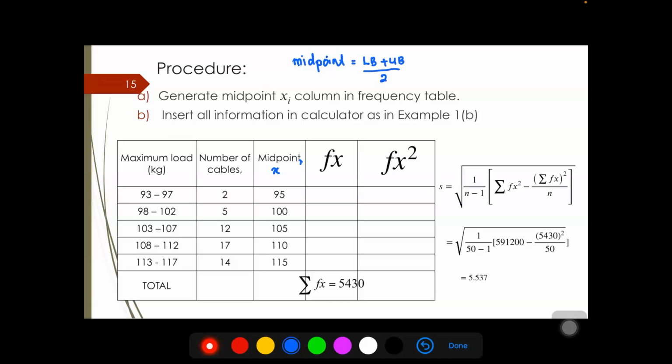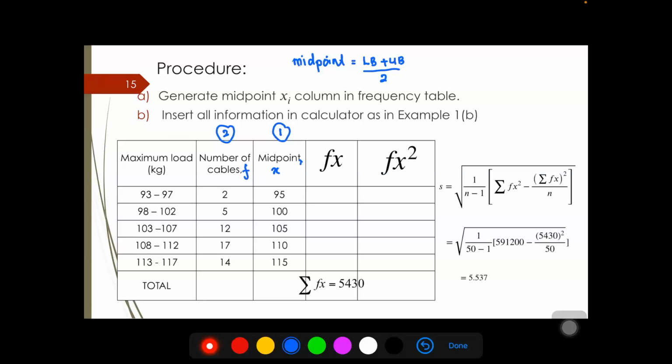Once you have found all the midpoints for each class, the next part is to find the frequency times its midpoint. Everything you have to do here, you must use a scientific calculator. I want to recall what we learned in the previous class and previous slide. To find frequency times midpoint, the first value you need to enter in your calculator is the value of the midpoint, followed by the value of the frequency.